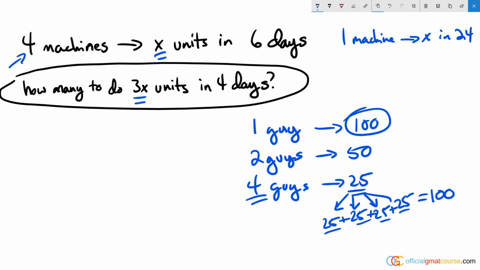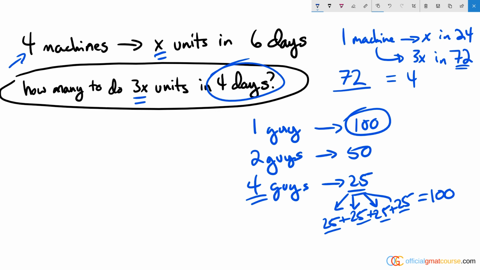So that machine to do 3X units would take 3 times as long, because that's 3 times as much work. And 3 times 24 is 72. So one machine doing 3X jobs, or producing 3X units, would take 72 days, because it's going to take 3 times as long. Now we want to get it done in 4 days. We need to do 72 days worth of work in 4 days.